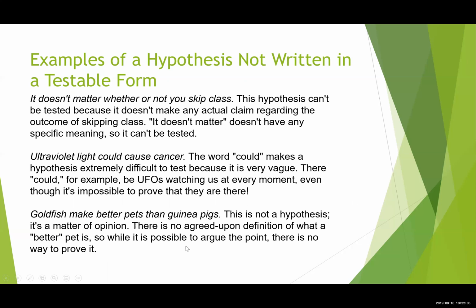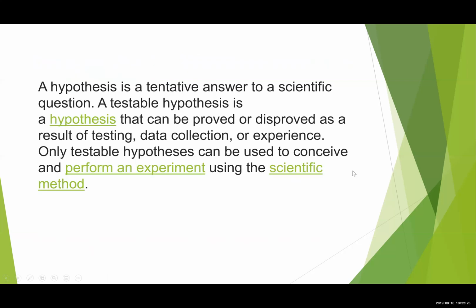How about goldfish make better pets than guinea pigs? That's not a hypothesis. What is it? It's an opinion, right? There's no agreed upon definition of what a better pet is. So while it's possible to argue the point, you can't test it, you can't prove it, support it or unsupport it, because it's entirely about preference and opinion.